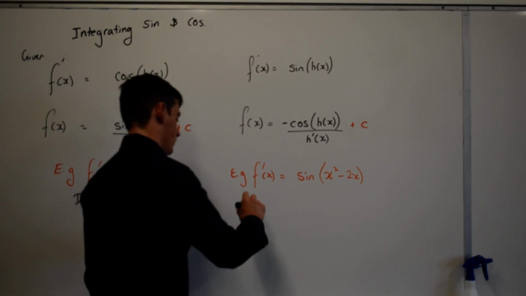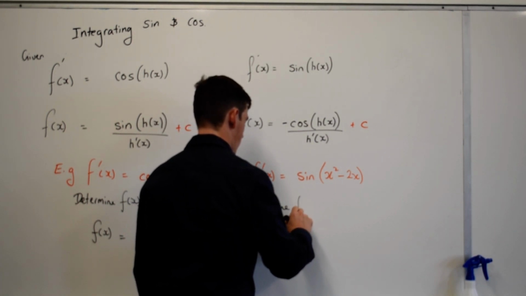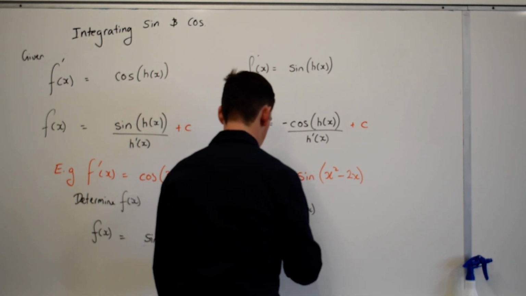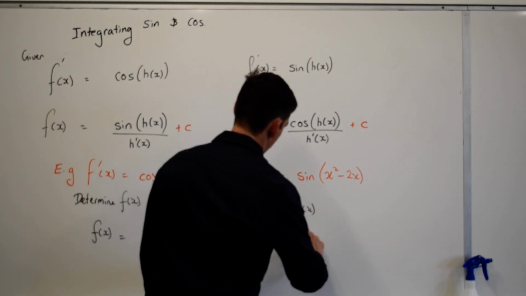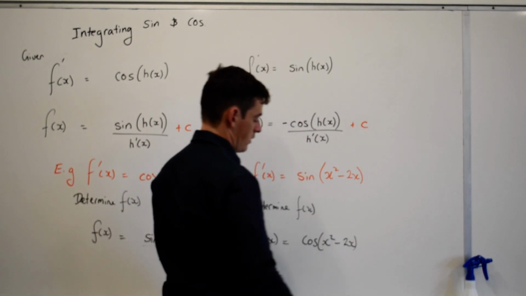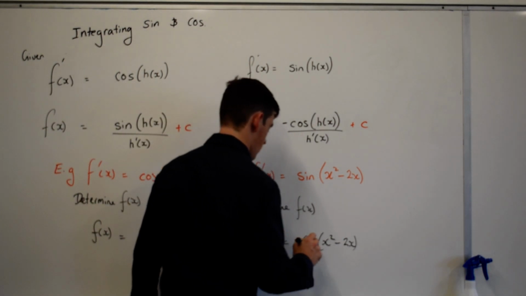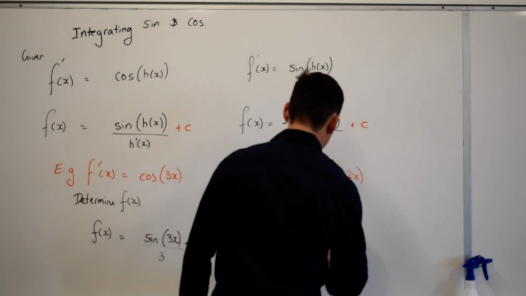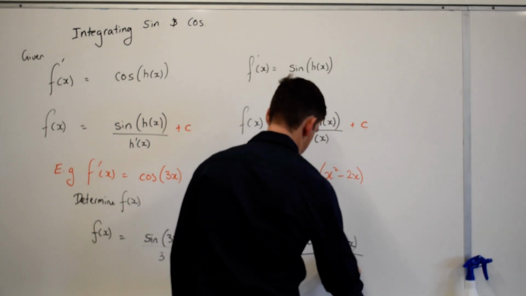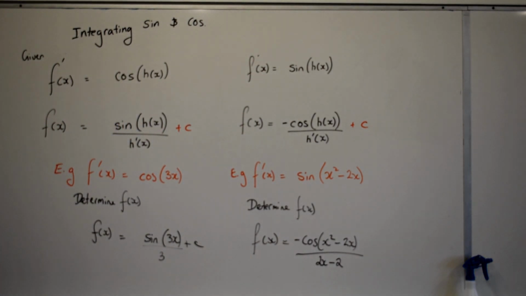Same over here. For determining f(x), the first thing we do is just write cos of the same bracket. Positive and negative? Negative. Divide by the derivative. What's the derivative? Cool? Pretty simple stuff. Good chance for us to practice.